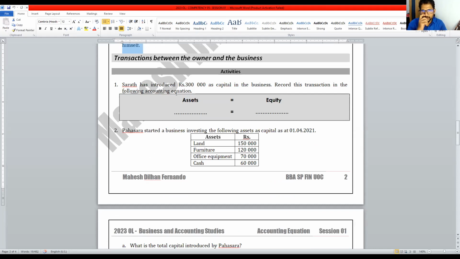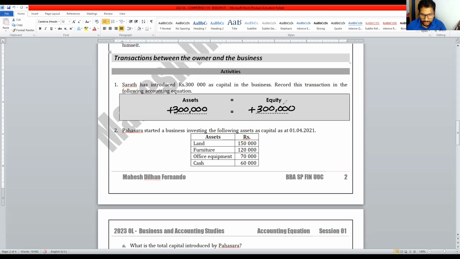Sarath has introduced 300,000 as capital in the business. Record this transaction in the following accounting equation. Okay, let's move to the right. Now what happens? In equation 1, assets plus, you have to use the plus sign, 300,000. As a result of this transaction, because Sarath is the owner, he has introduced 300,000 as capital. Capital is equity. Equity, you have to use the plus sign, 300,000.